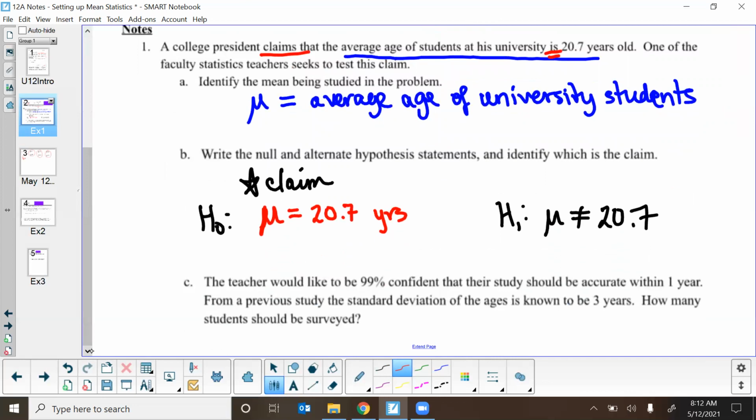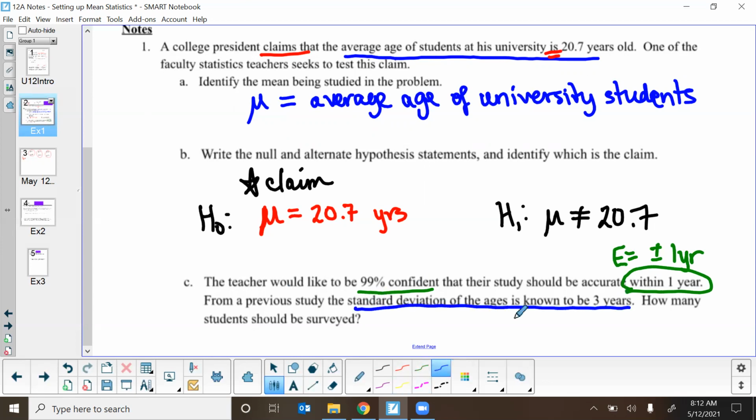And then it says the teacher would like to be 99% confident that their study should be accurate within 1 year. So that means plus or minus 1 year. That's our error. From a previous study, the standard deviation is known to be 3 years. Okay, so how many students should be surveyed? So this is really similar to what we have done before, just a new formula.